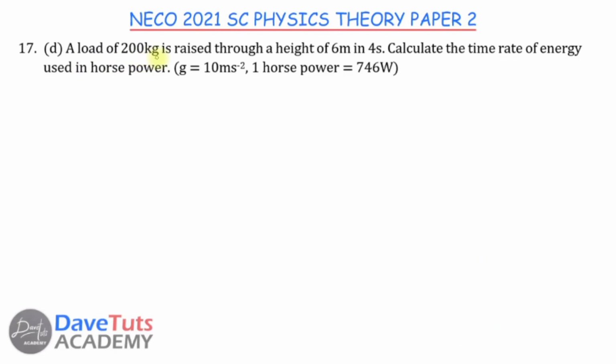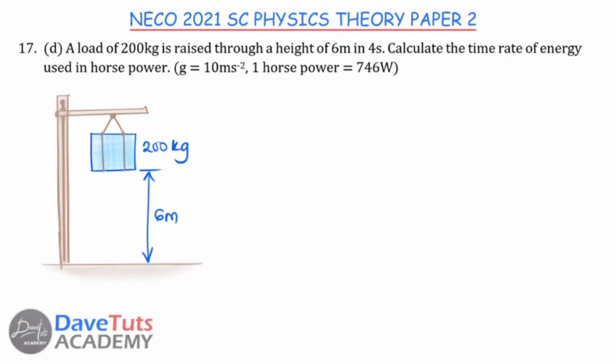And here we are being told that a load of 200 kg is raised through a height of 6 meters in 4 seconds. We are to calculate the time rate of energy that is used in horsepower. If you want a pictorial view of what we are talking about, it's just something like this, in which we have the load of 200 kg as the mass, 6 meters as the height, and the time taken is 4 seconds. We are to calculate the time rate of energy used in horsepower. We are given g to be 10 meters per second squared and 1 horsepower to be 746 watts.